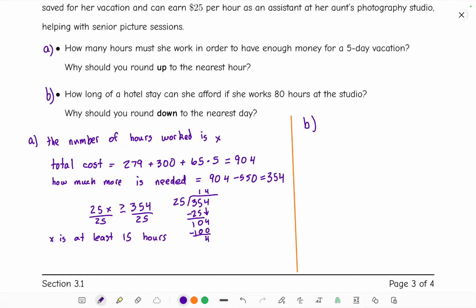Now for part B, we're not worried about the number of hours worked because we're given that as 80 hours. But we're wondering how many days can she stay. So the number of days is, and since I used x in part A, I'll use y in part B. So just like with part A, I can't do this right away. The first thing I'm going to figure out is how much money does she have. So total saved.